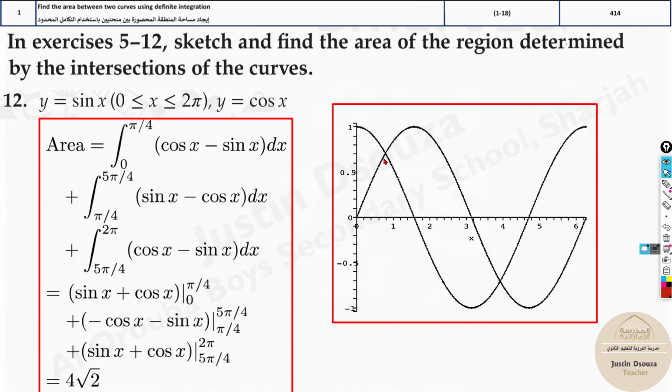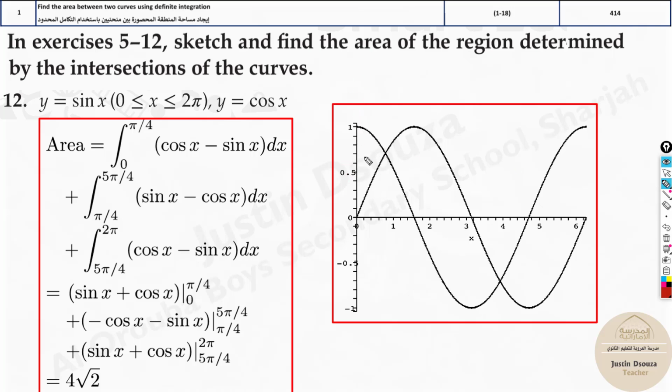If you know trigonometry thoroughly, then this is very easy. It starts from 0 to pi by 4. Next one, it will be from pi by 4 to 5 pi by 4. And then from 5 pi by 4 to the ending point where they have told us, 2 pi. Make sure you solve each of these values individually.